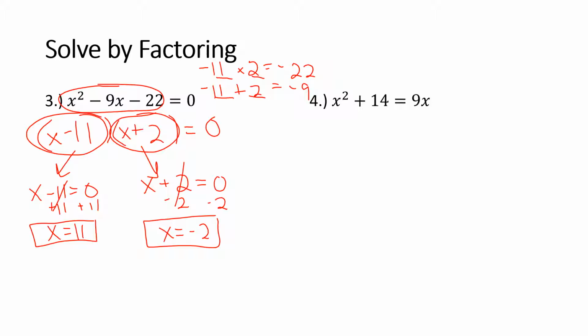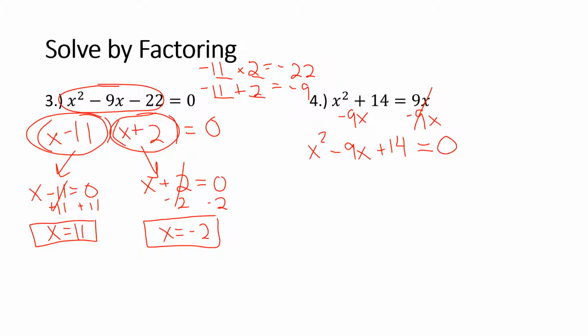Number 4 is a bit trickier because remember this whole principle revolves around the zero product property. Number 4 is not equal to 0. It's equal to 9x. So what we need to do is take that 9x and move it over to the other side. So I'm just going to subtract 9x. And when I do, I have to make sure that I put it in order. So I need the x squared to come first, then the minus 9x, then the plus 14 equals 0.